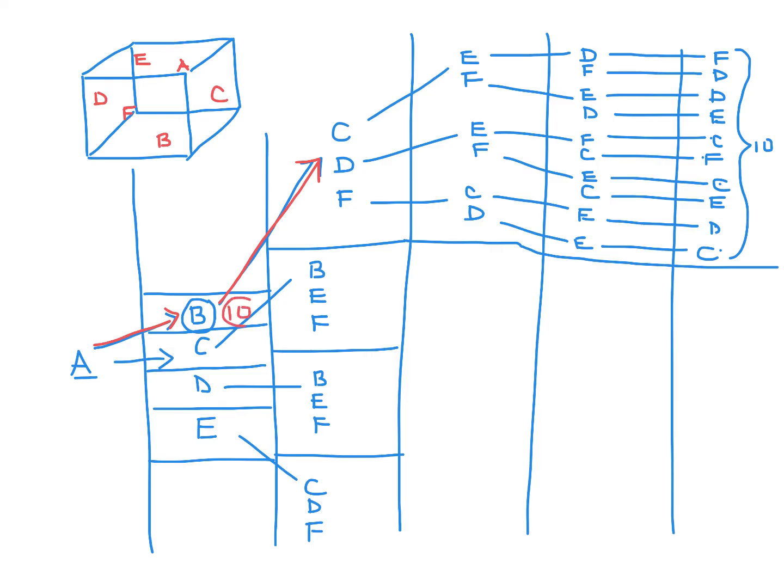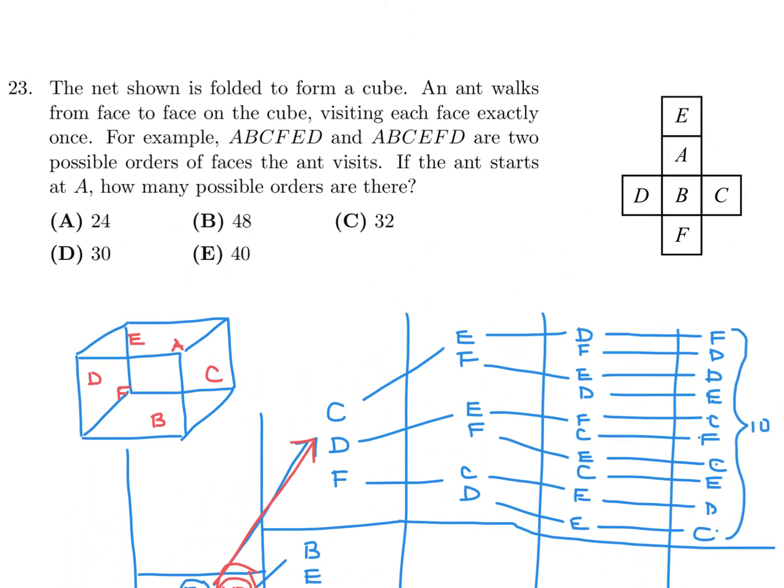10 possible. And you will see that when you do it for C, D, and E, it'll be pretty much the same thing. 10 here, 10 here, and 10 here. And I'll let you guys do that. You certainly don't want to hear me go through that again. So the total is 40. And therefore, number 23, the answer is E.